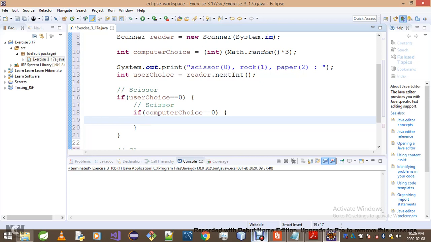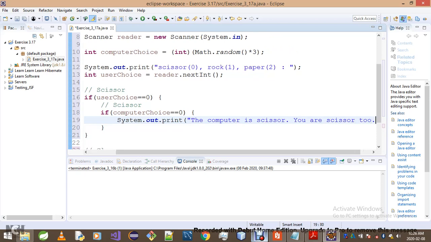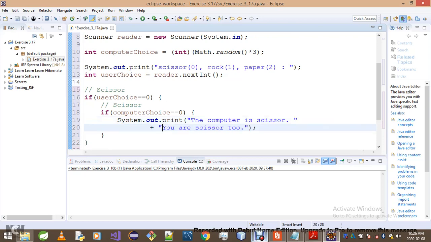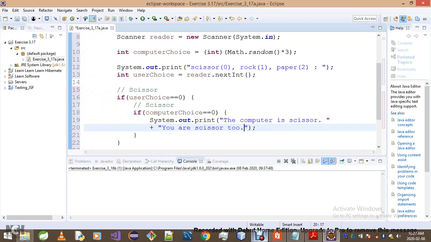Okay, what else do we then do? We'll simply do the System.out.print. A user gave us a zero and the computer generated a zero, or a scissor perhaps. So basically it is a draw. Bear in mind folks, this is the lame solution out of all the solutions we're gonna have. So the computer choice is scissor. You are scissor too. Thanks to these modern compilers, because you don't have to concatenate your string yourself. They do that for you if you hit the enter button. So it is a draw.